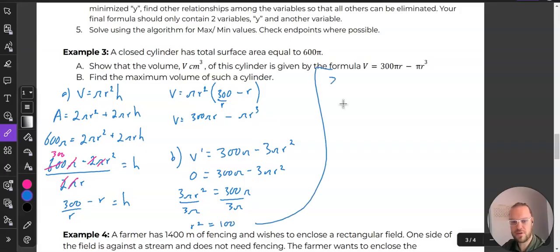And let's just bring that up here for a second. There, rather. R squared equals 100. We can square root that to tell us that r is actually 10. Now, technically it's plus or minus 10, but same as before. A negative distance here for the radius makes no sense. And so this would be our answer.